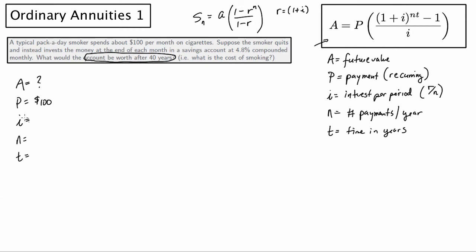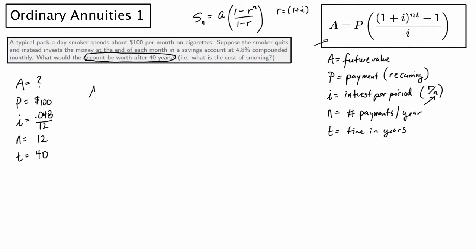And then the interest I per period is 4.8% or 0.048 divided by N, which is the number of payments per year, so it's 4.8% divided by 12. So that would be our I value. And then our N value is the number of payments per year, which is 12. We're making monthly payments. And then the time, well, this account's going to run over a 40-year term, so there's going to be 480 total payments, or 40 total years worth of payments.